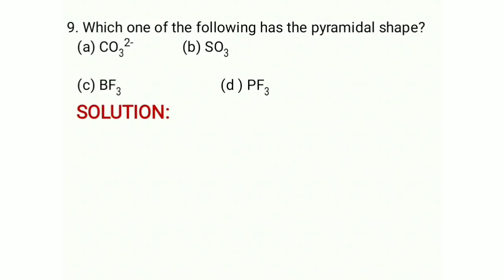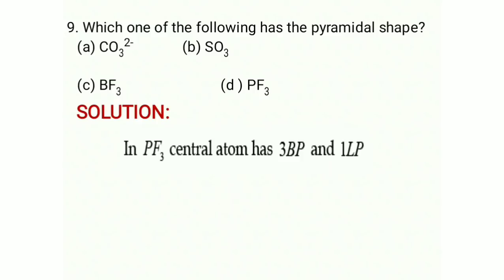Then, ninth one, which one of the following has a pyramidal shape? We know that pyramidal shape is possible for sp3 hybridization. CO3 2 minus is sp2, BF3 is also sp2, SO3 is also sp2, and PF3 is sp3. So remember, PF3 is the molecule having 3 bond pairs and 1 lone pair. The structure is very similar to ammonia.